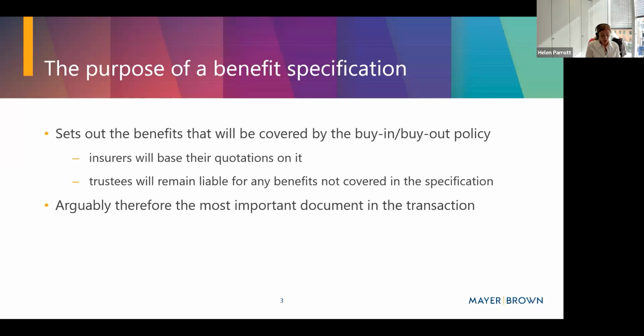It will also capture discretions and practices, such as any discretionary dependence pension or discretionary pension increases. These may be hard-coded in, so the insurer has certainty as to the payment obligations it's taking on. Edward will comment on this later.